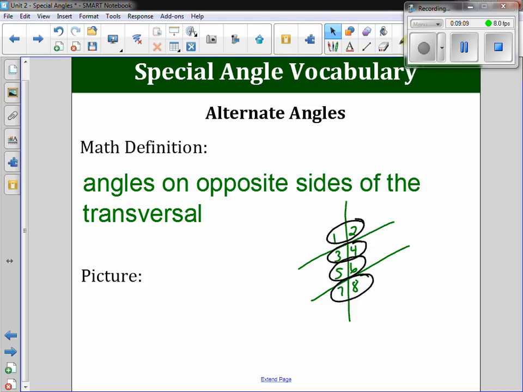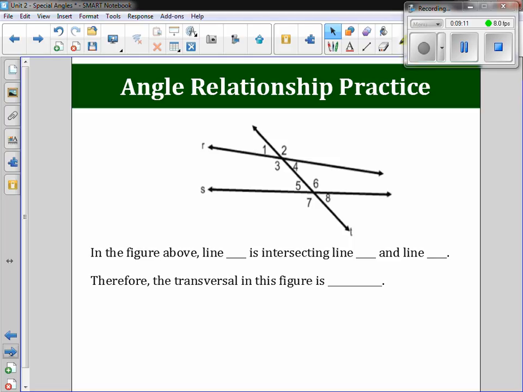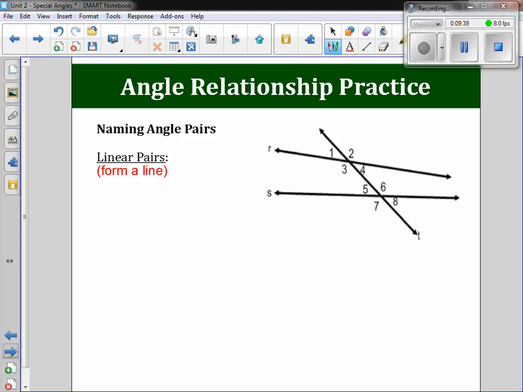Now let's take a look at some practice problems. Pause the video and answer this question. In the figure above, line T is intersecting line R and line S. Therefore, the transversal in this figure is T. Pause the video and please name all linear pairs.